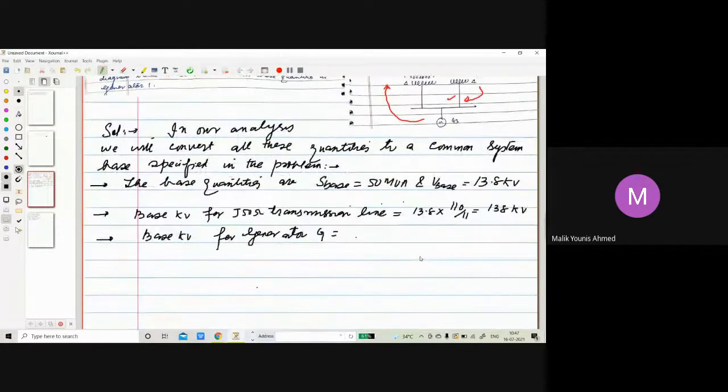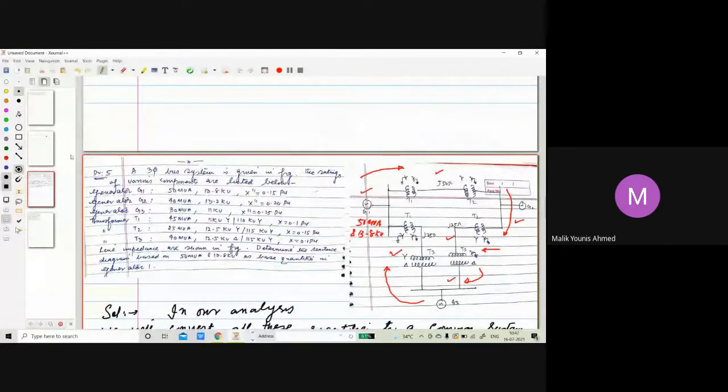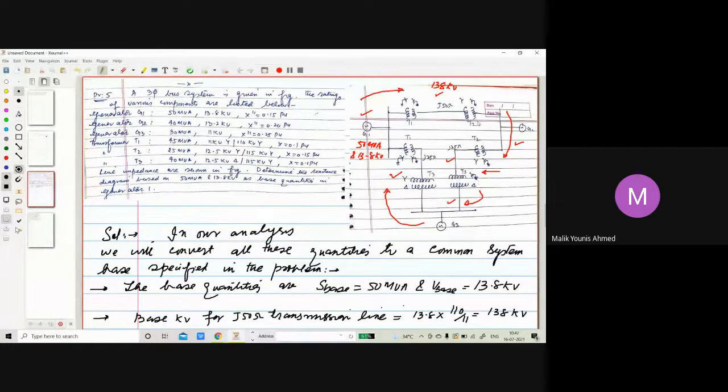So let us write those values. It is 13.8 here, and in this, we have got 138 kV. Okay, so fine. So 138 kV. On this side of transformer T2, you can see the connections again. It is 12.5 star and 115 kV delta.